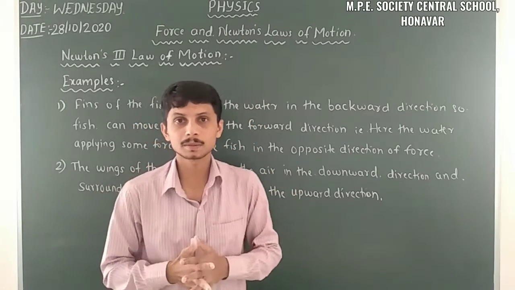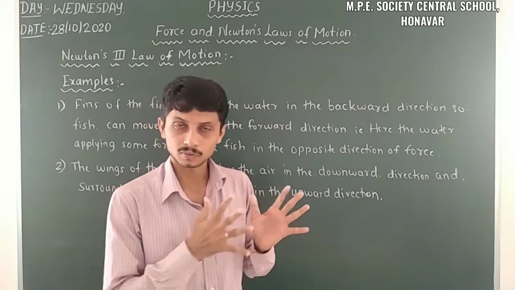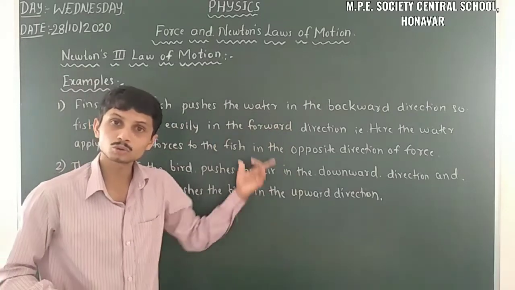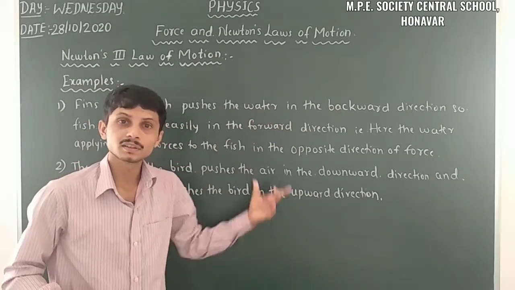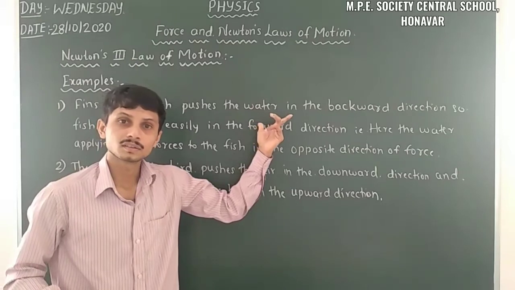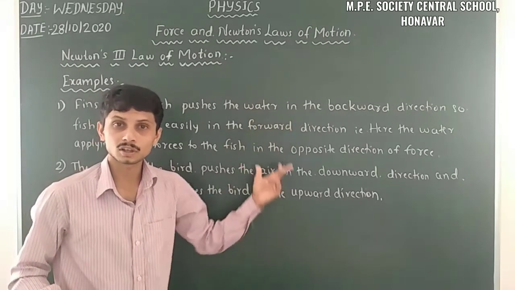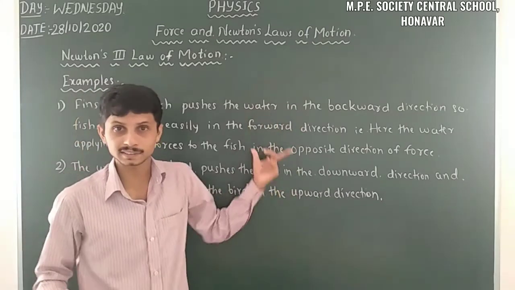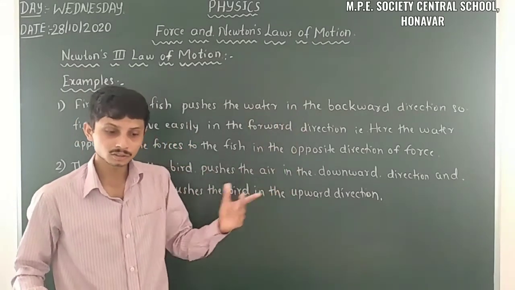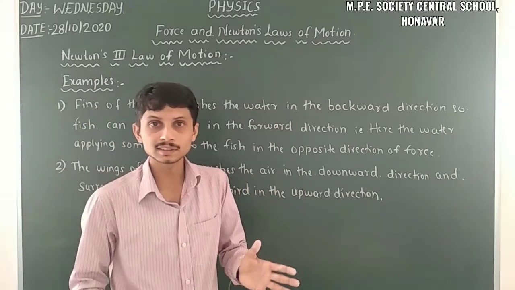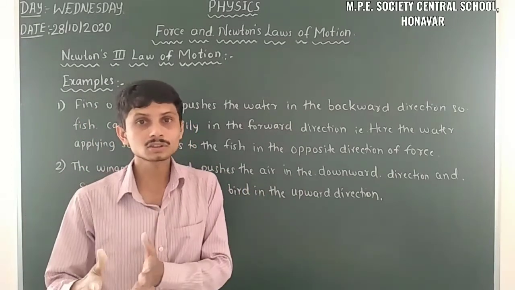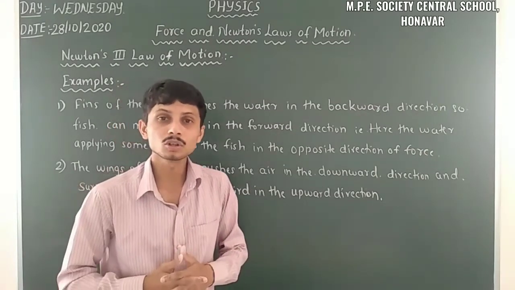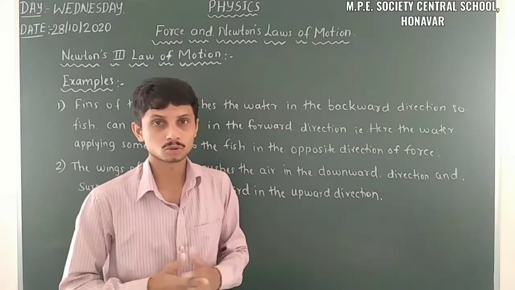There are many examples, and you can take many of them. Those two examples are naturally existing, and all the others also naturally exist. But the launching of a rocket is an application we can take. So this is about Newton's third law of motion.